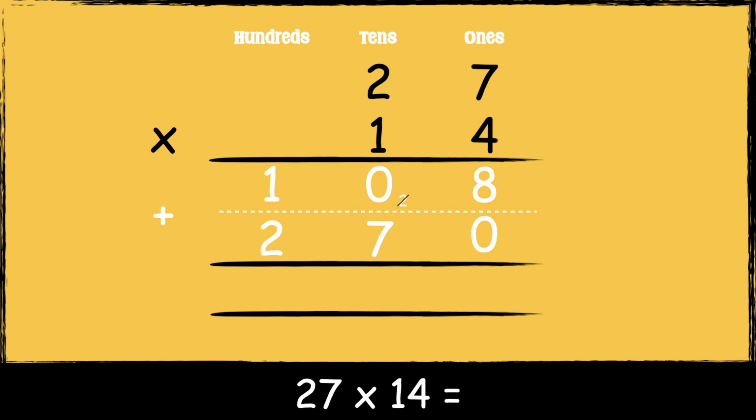The next step is to add the 2 answers together. 8 add 0 is 8. 0 add 7 is 7. 1 add 2 is 3. So the answer is 378.